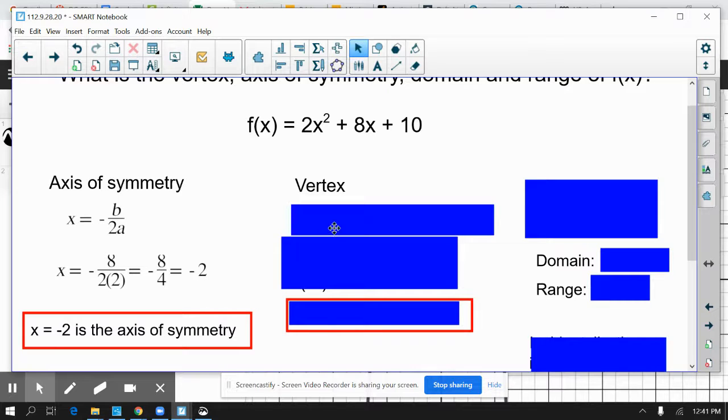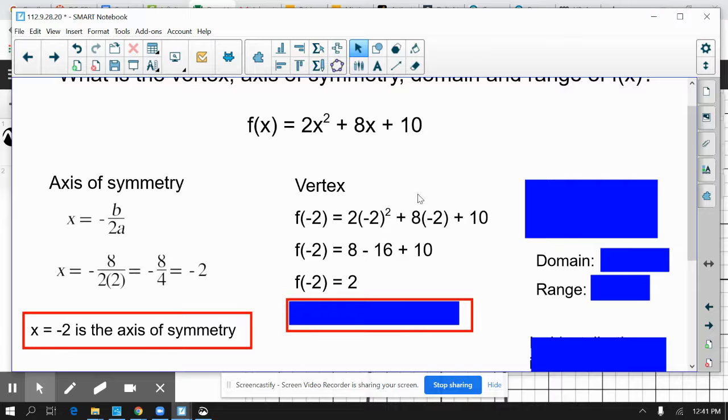That'll help me find the vertex. Since -2 is the axis of symmetry right there, it's going right through the vertex. So that means -2 is the x value of my vertex. And by plugging -2 into the function, I will find the y value. So I evaluate, and I discover that 2 is the y value, which means that the vertex of this parabola is (-2, 2).